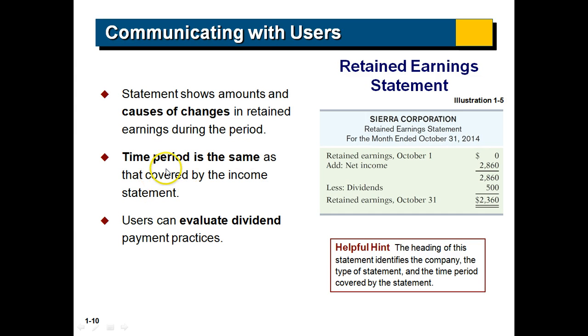The time period is the same as that covered by the income statement. So both the income statement and retained earnings statement cover a period of time. They're kind of like a motion picture. They cover a period of time. And then users can evaluate the dividend payment practices. We can see from this retained earnings statement, the company has paid a dividend, so that might lead us to think they'll pay dividends in the future.